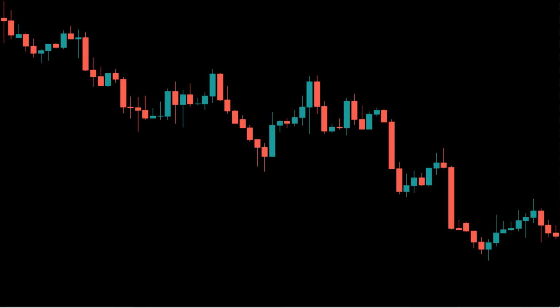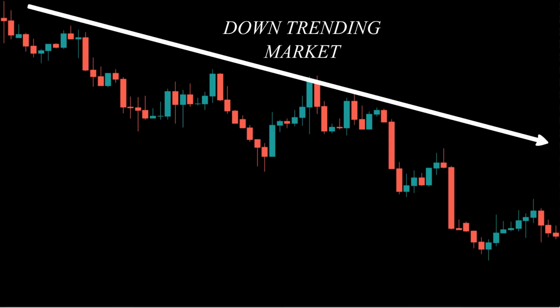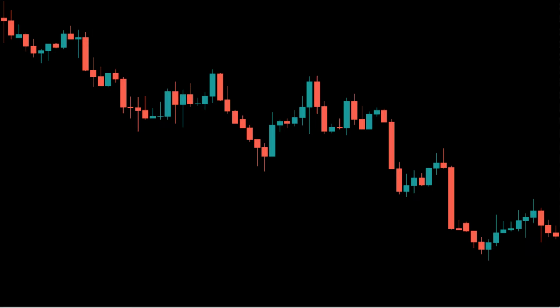The reverse is the case when it comes to a downtrend. So, this is a clear example of a downtrending market using the same EUR/USD. Now, we already know that the price moves in swings, and as you can see, this current price action is trending to the downside as it keeps making lower highs and lower lows.